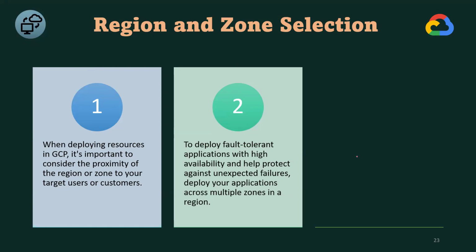The second point is, you can see, to deploy a fault tolerant application with high availability and help protect against unexpected failures, deploy your application across multiple zones in a region. Whenever you want to deploy something, if you think that particular data or resource is going to be very critical for you, try to deploy across multiple zones or multiple regions to avoid unexpected failures. That is something you need to remember. That is our second point.